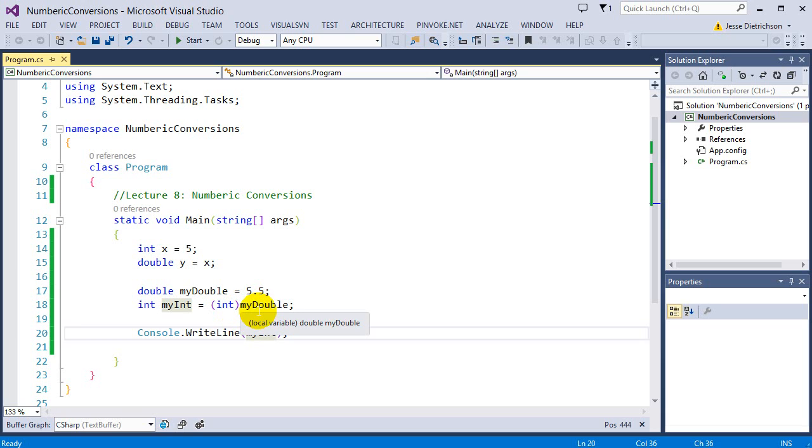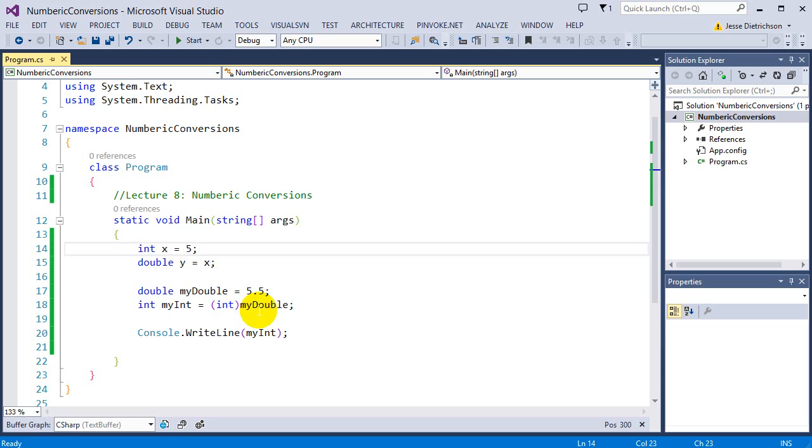You're just telling the computer that you know it's okay that you're going to lose some data. It's okay that I lost that 0.5. The cast basically says squeeze it into that small integer. Do whatever you have to do to make this double fit into that integer. So it's going to squeeze as hard as it can, and the 0.5 is going to get cut off, and whatever's left over gets stored into the integer. So that's an explicit cast.